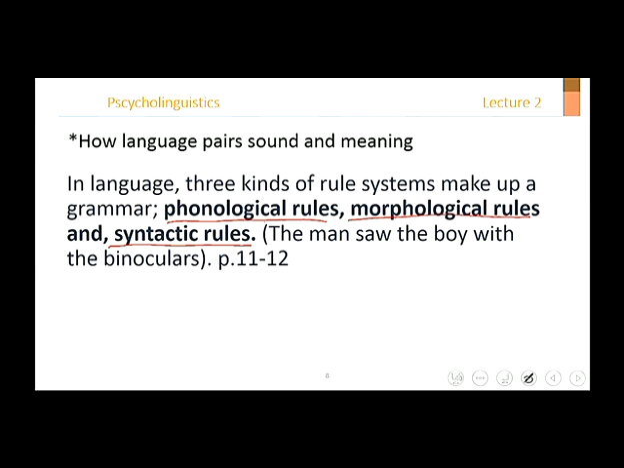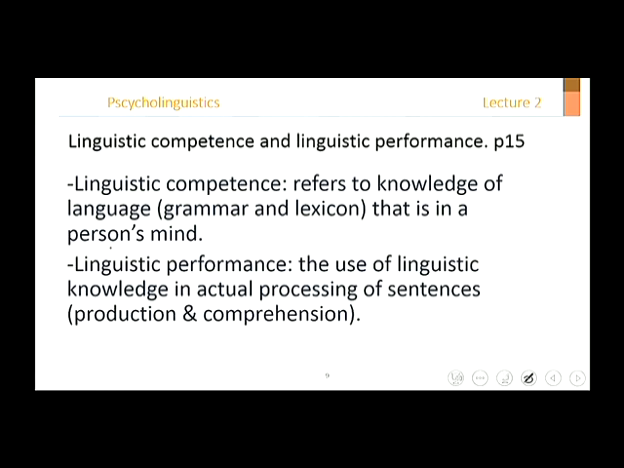All right. Just look at this sentence, for example. The man saw the boy with the binoculars. Now, what does that mean? Okay, it has different meanings, depends. The syntax is one syntax, but when it comes to semantics, it's a different thing. All right? But these three, phonological rules, morphological rules, and syntactic rules, make up grammar. Okay, I hope that it's easy. It's very simple. Just wanted to make sure that you have it here.